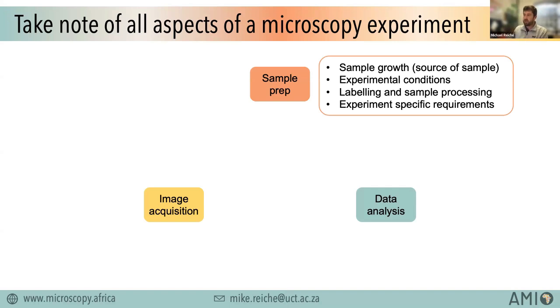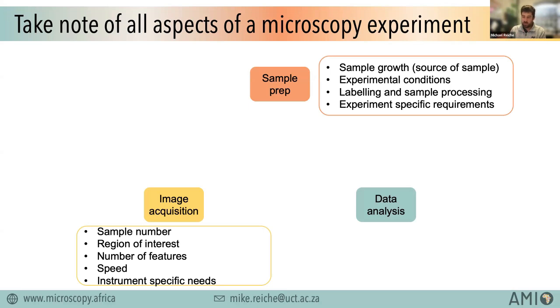So the sample prep consists of everything related to the sample, where it came from, how it grows, how you have to prepare it, how you have to label it. The image acquisition relates to how many samples do you need to go through on the microscope to get the data you need? How many regions of interest do you need? Do you have to worry about how fast you're imaging if you're doing live cell microscopy? Are you interested in a variety or multi-parametric data where you need different channels? That all relates to your image acquisition.